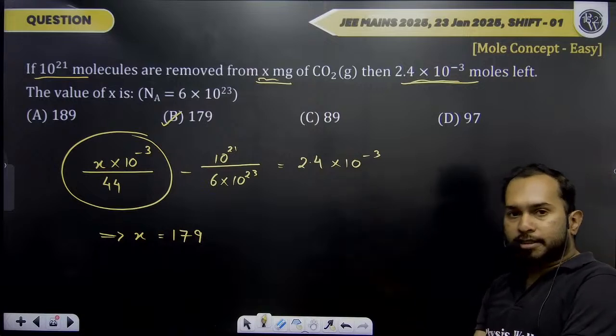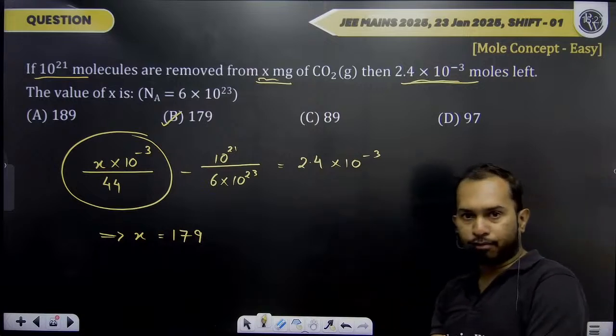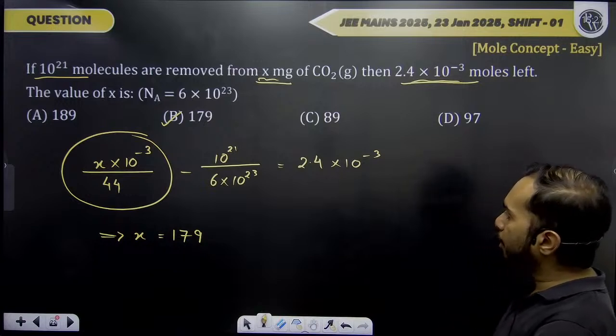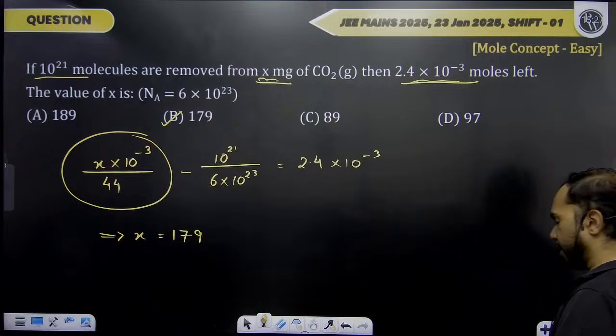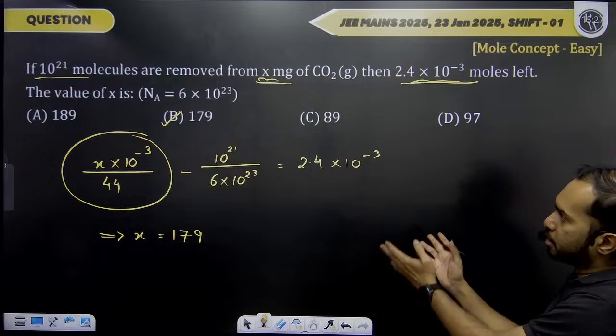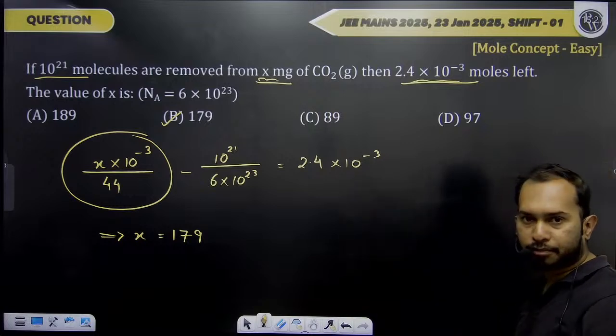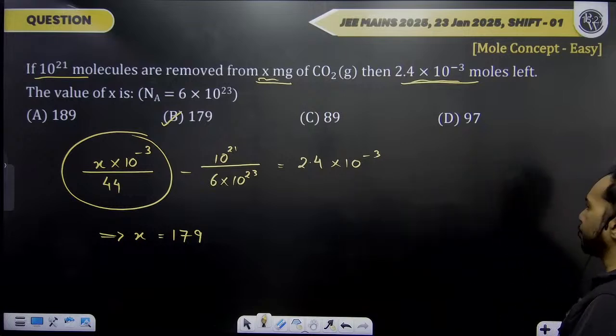So concept is easy, the calculation is lengthy for this particular question, I would say. All right, but the question remains very pet type of question, very simple. We start our mole concept chapter from these kind of questions, right? Moving to the next question.